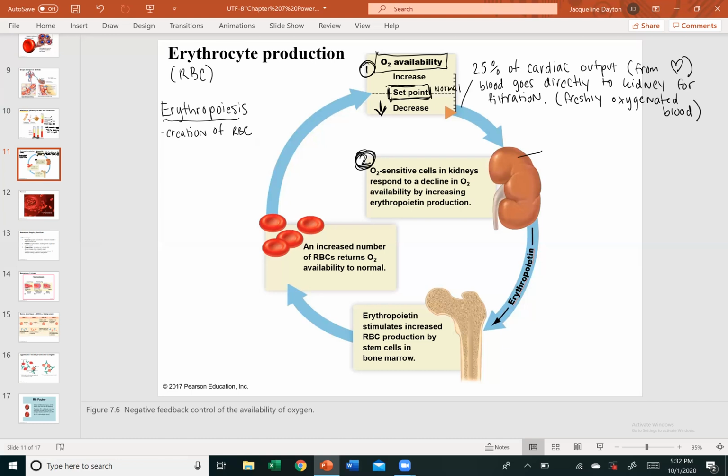Okay, so if the oxygen in the blood is too low, all right, that's going to be picked up by the specialized oxygen sensitive cells in the kidney.